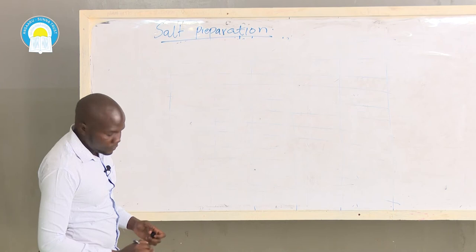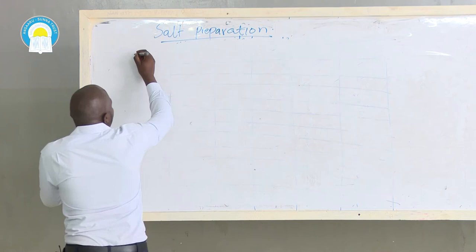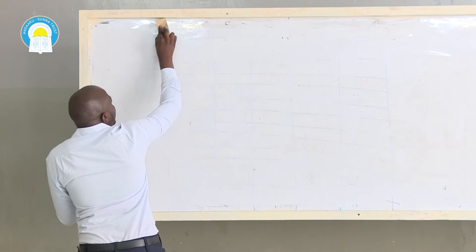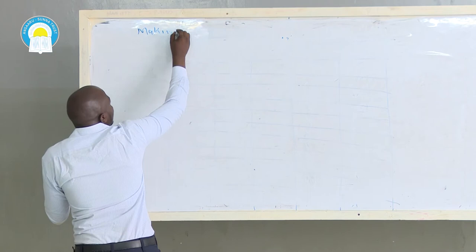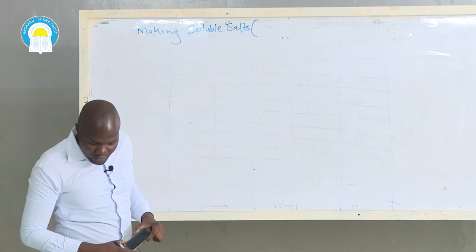I want us to start by looking at methods that we use in making soluble salt. So our next heading is making soluble salts. And for this, soluble salts exclude the following: sodium, potassium, and ammonium salts.